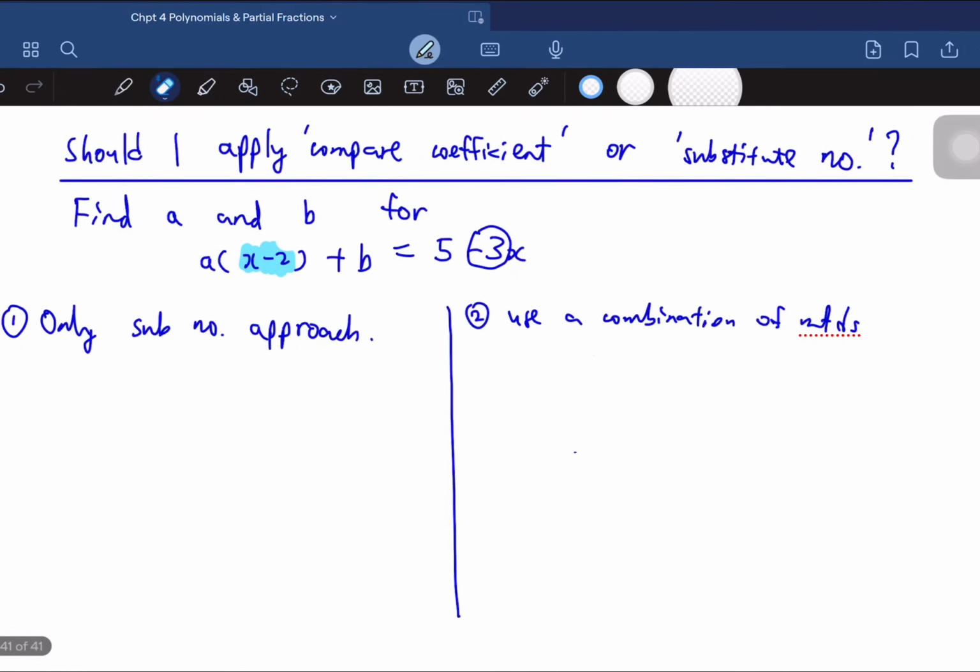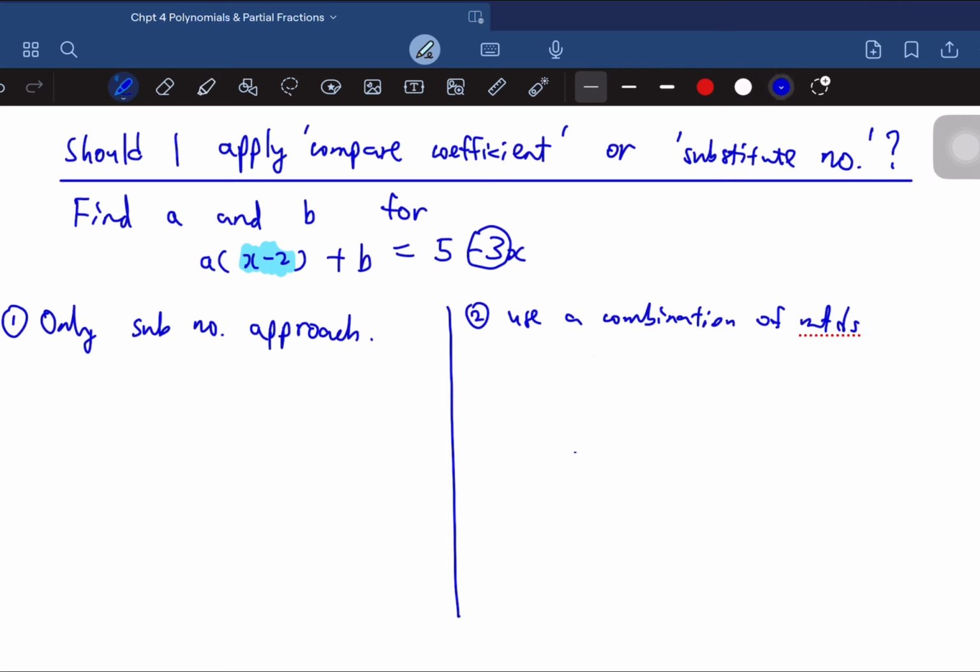Hi student, I think now most of you will be very confused regarding this finding multiple unknowns in a single equation. Which method should I approach, which method is safer, which method is shorter, which method is better? So that's why I come up with this to explain how we select.